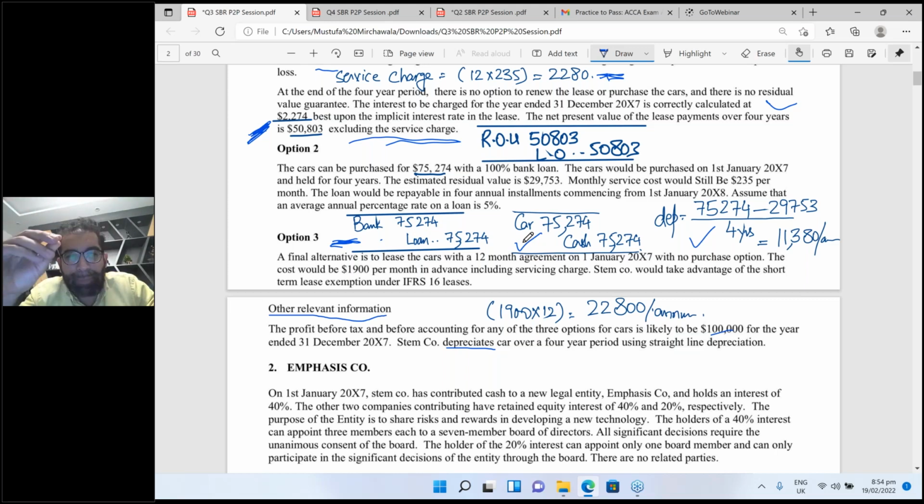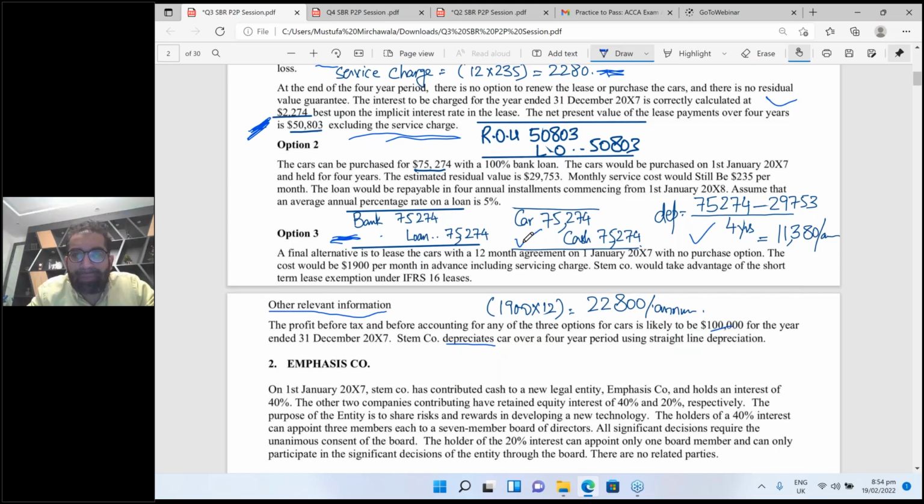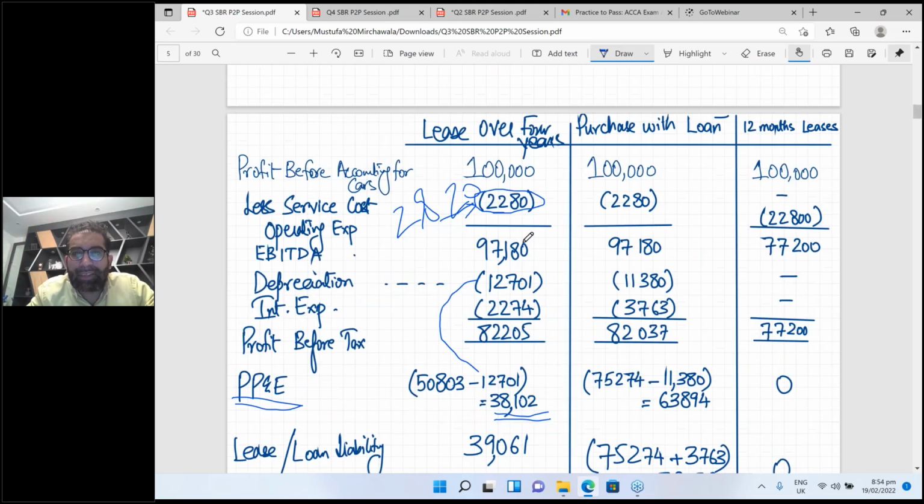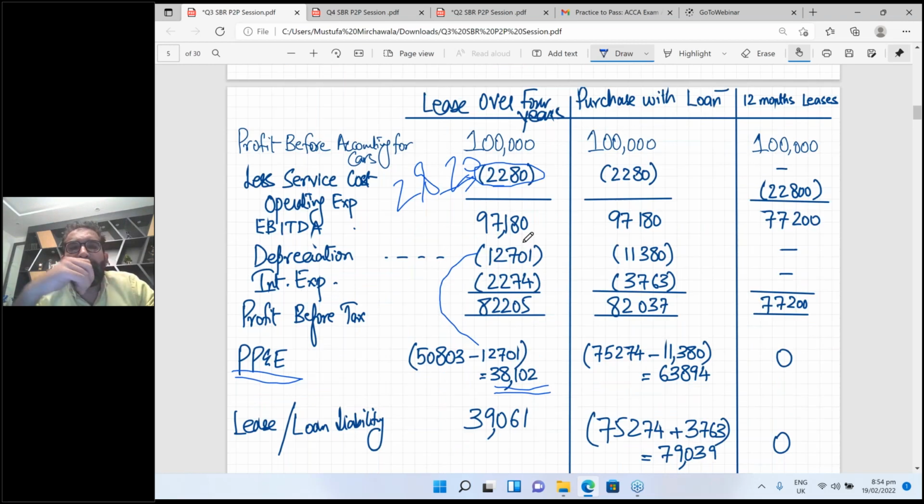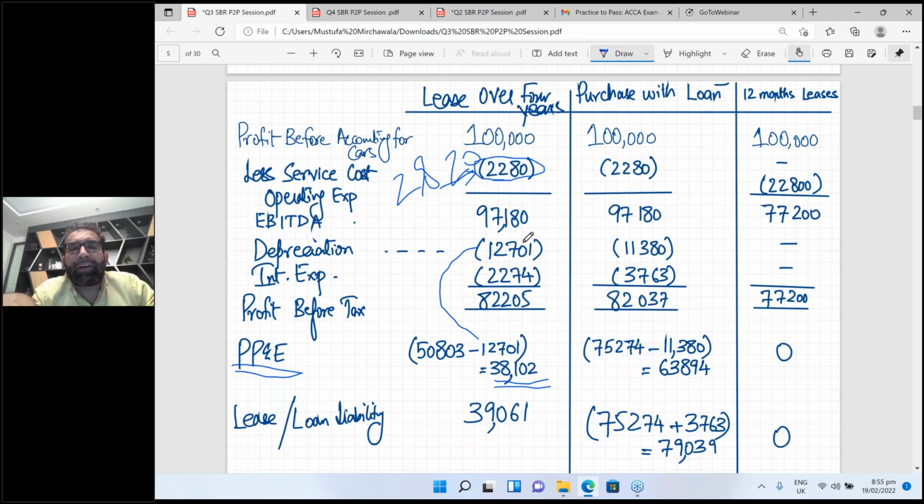Now please allow me to move to that screen, to that workings. See, now see the second column. First of all, profit before accounting for car was 100,000. Again, this number is wrong, written by me. This is 2820.